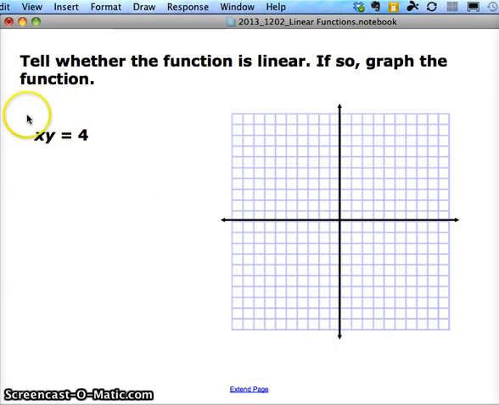Is this a linear function? Take a moment, pause, decide whether it is, and if so, I want you to graph the function.